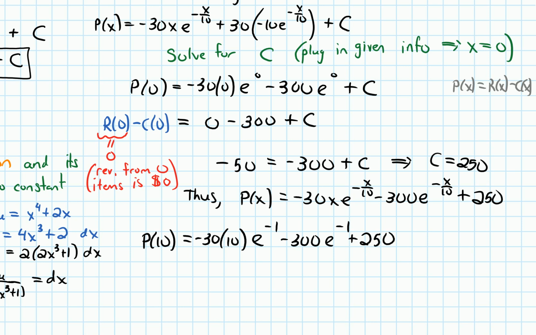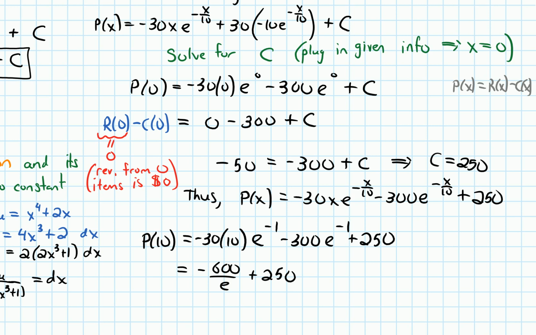Alrighty, so this I can simplify a little bit. Negative 30 times 10 is negative 300. So I have negative 300 e to the negative 1, and then minus another 300 e to the negative 1. Overall, that's negative 600 e to the negative 1. I can bring this e to the negative 1 to the denominator, so I can rewrite this as negative 600 over e plus 250. Okay, so that's my profit.